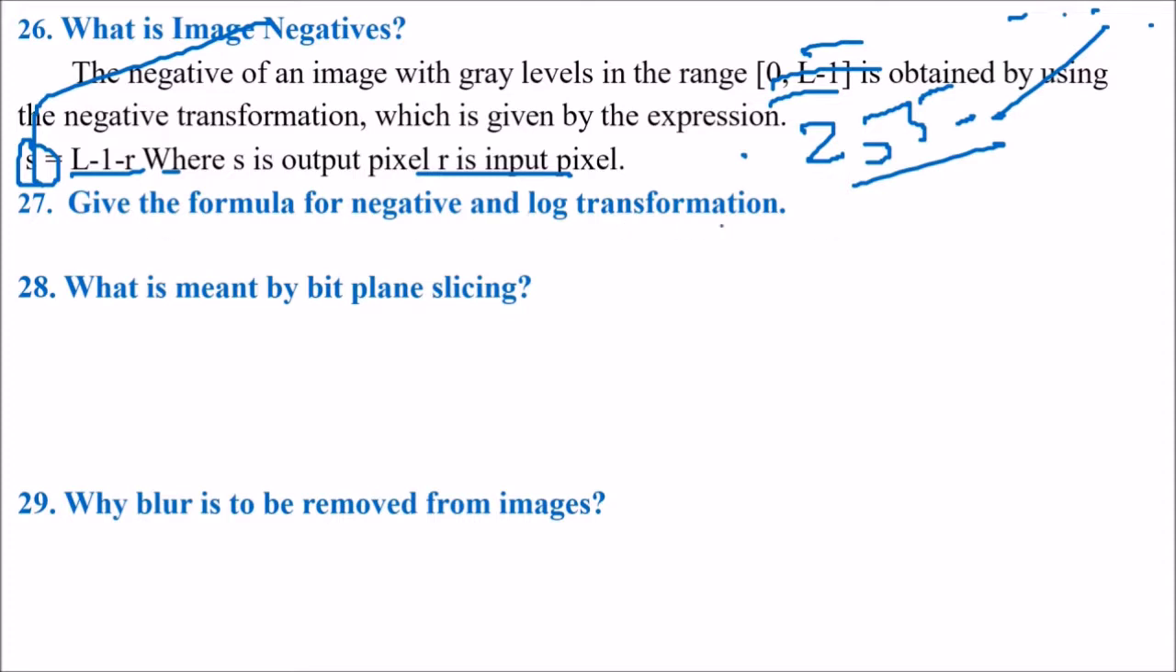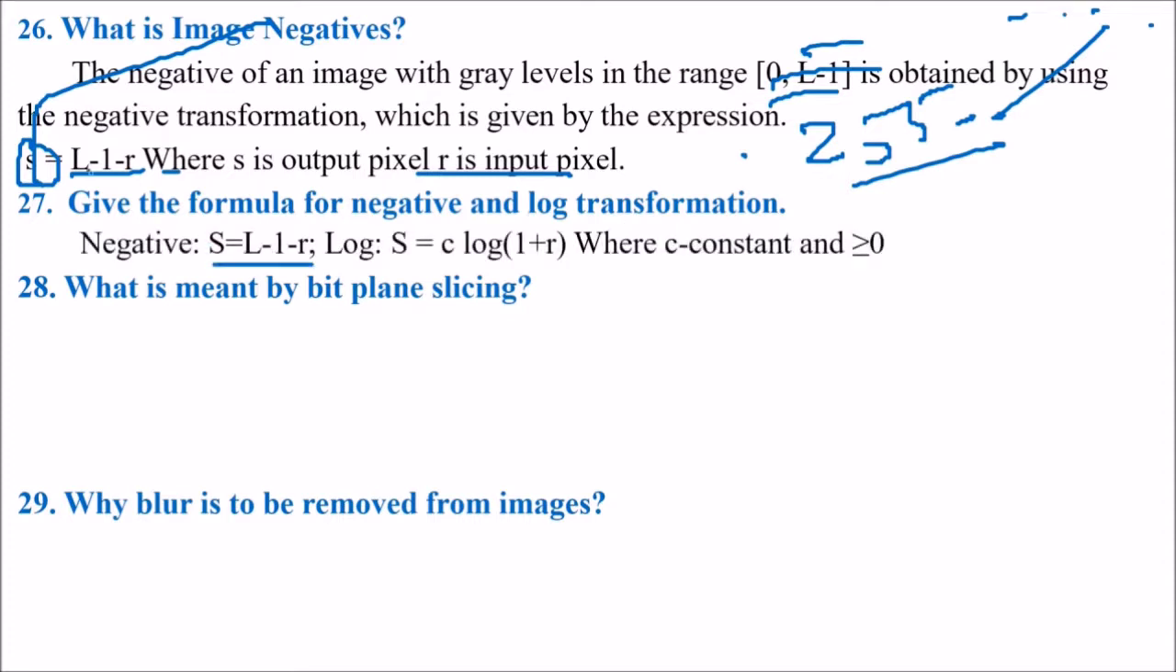Give the formula of negative and log transformation. This is the negative which we have just seen, and this is the log transformation. S is equal to C log(1 plus R), where R is the input pixel and C is a constant greater than or equal to 0. So S is equal to C log(1 plus R). This is the log transformation, and this is the negative of the image.